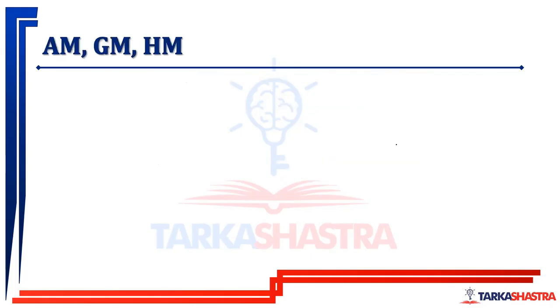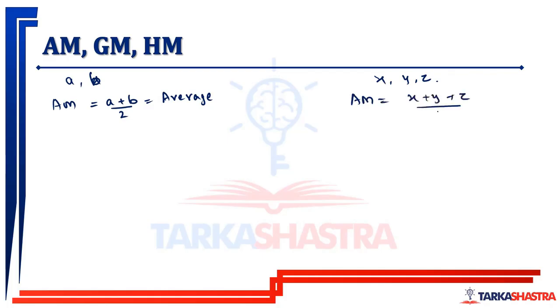Moving forward to arithmetic mean, geometric mean, and harmonic mean. Now, what is arithmetic mean? Let us say there are two values A, B, and then X, Y, Z. The arithmetic mean of the two values will be the sum of the two values divided by 2, because there are only two values. Arithmetic mean is nothing but average. What will be the arithmetic mean in this case? It will be X plus Y plus Z upon 3.